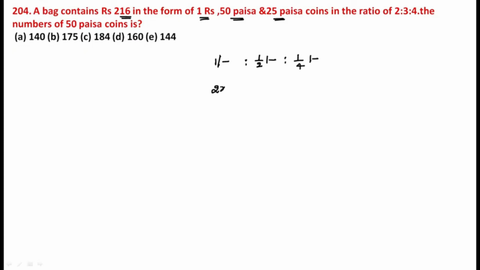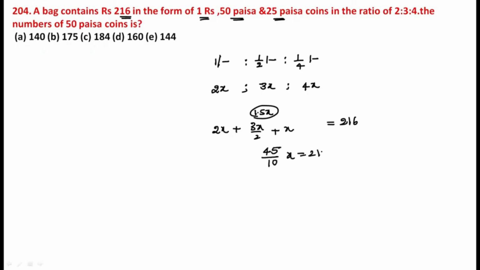In the ratio of, means the number of coins are 2x, 3x and 4x. Now the total value of the bag is exactly equal to 216 rupees. Now you can multiply value into the number. Now it becomes 2x, now it becomes 3x by 2, now it becomes x. So now the total value, see, here 1.5x, here calculation. Now the total value is 4.5x, means 45 by 10 into x exactly equal to 216. Now 5 twos are 10, 5 nines are 45, 9 twos are 18, 9 fours are 36. Now the x value you can get as 48.